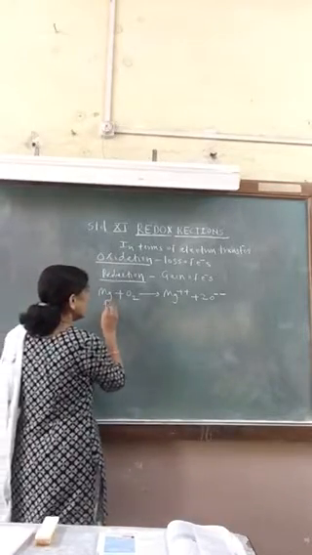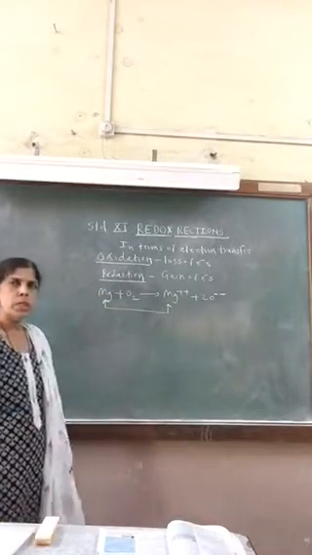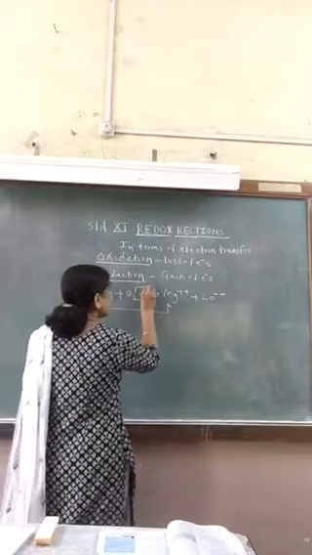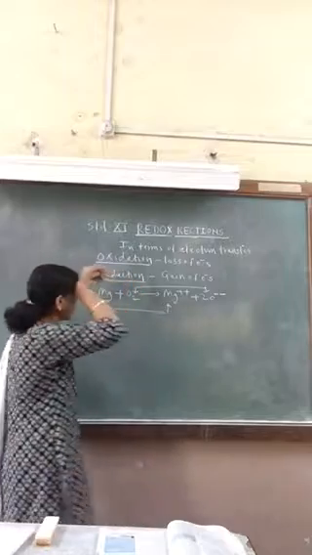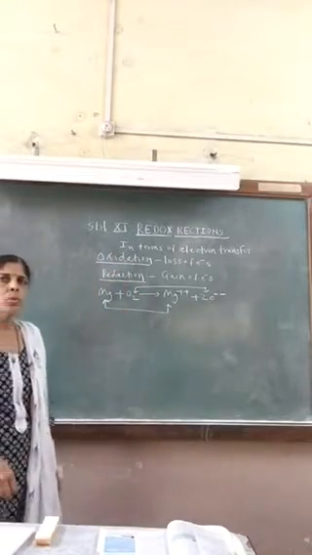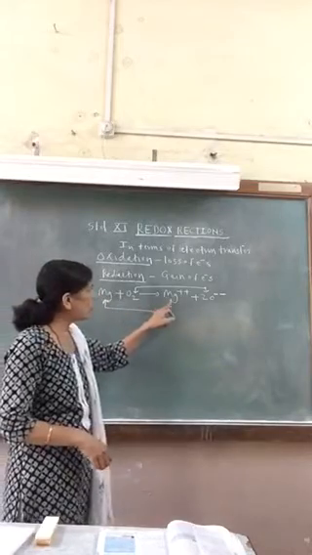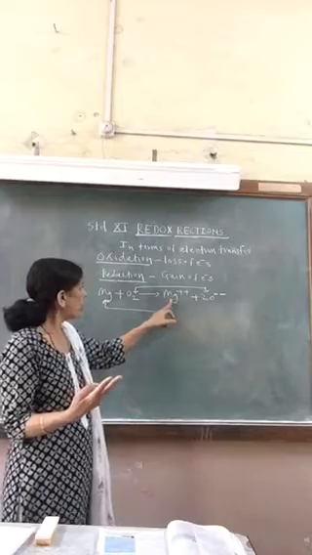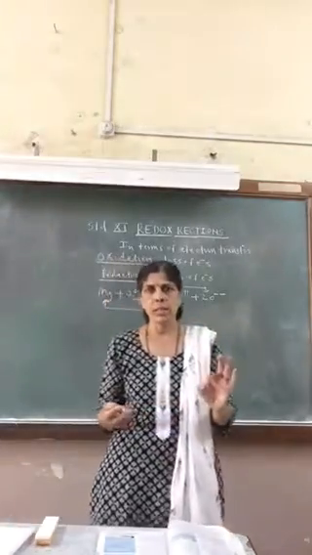Mg is converted into Mg2+. Okay. And O2 is converted into 2O2-. Means magnesium is acquiring 2 positive charges. Okay. And oxygen is acquiring 2 negative charges.